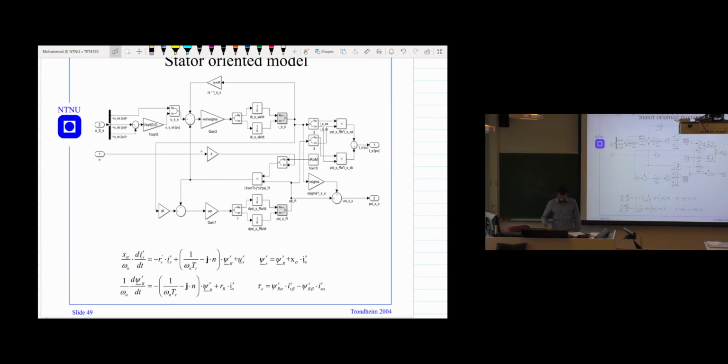And we also see that here this i_s, which is i_s alpha plus j times i_s beta. And this equation, if you remember, is in the stator-oriented frame. This means they are sinusoidal quantities in the alpha-beta frame.